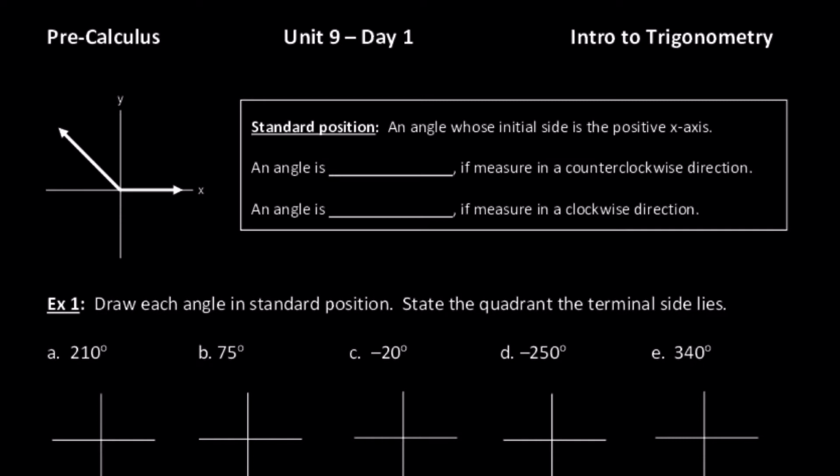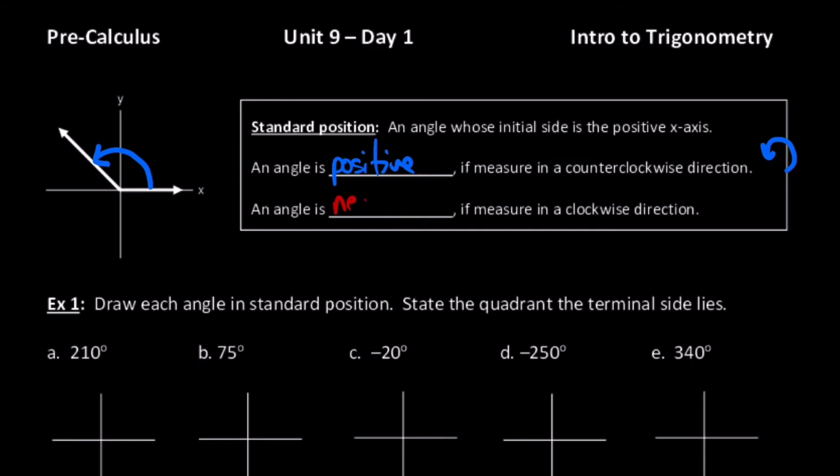Standard position is an angle whose initial side, which would represent this, is the positive x-axis. So that's locked in. This is called the terminal side, and that can spin around kind of like the minute hand on a clock. So an angle is positive if it's measured in a counterclockwise direction, so that direction. If you were to start here on the initial side and go that way, that's a positive angle.